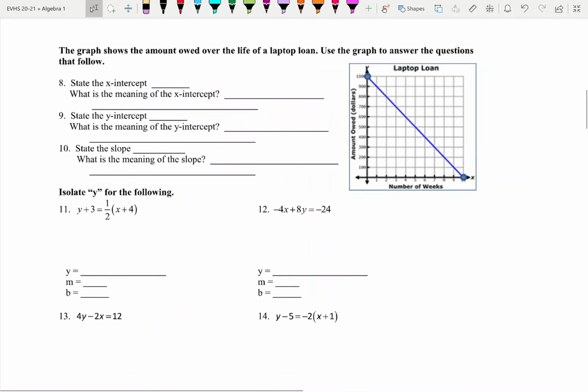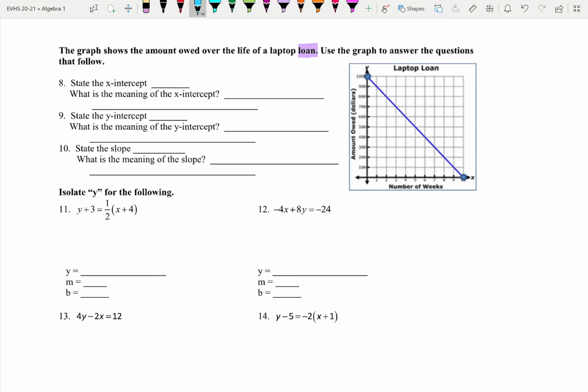All right, next page. So the graph shows the amount owed over the lifetime of a laptop loan. The word loan there is important. That means that we've taken money away from somebody and we're having to pay them back. Use the graph to answer the questions.